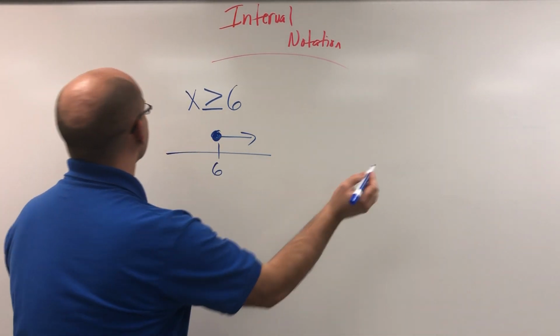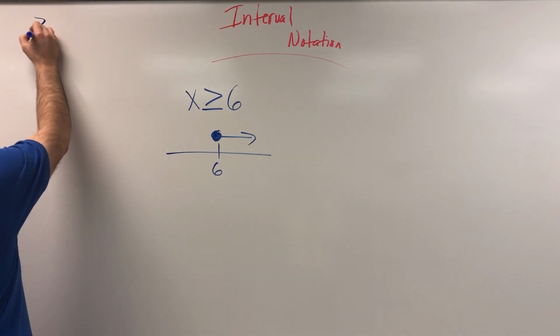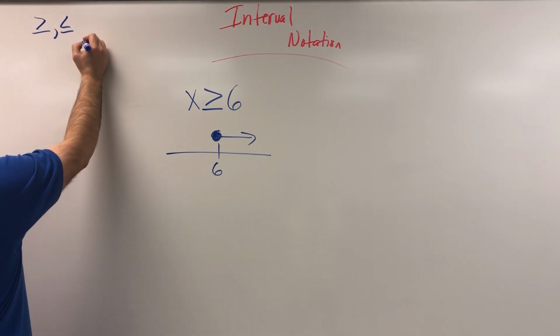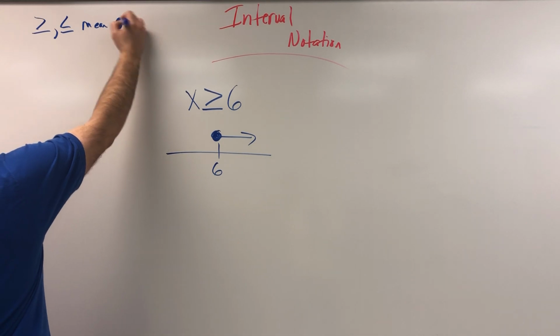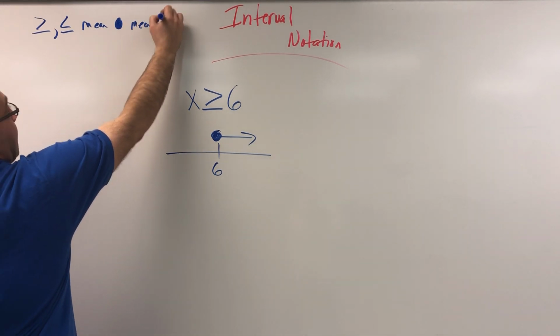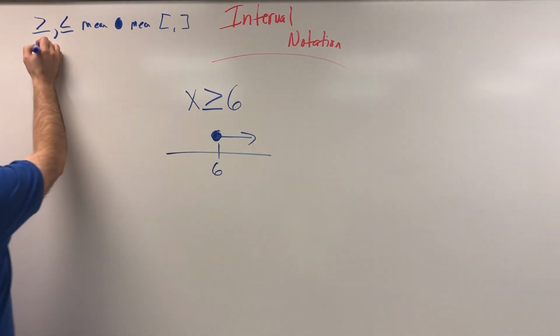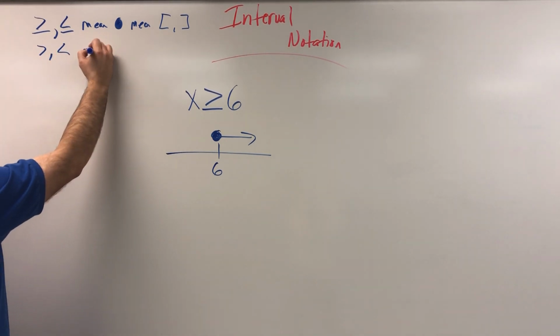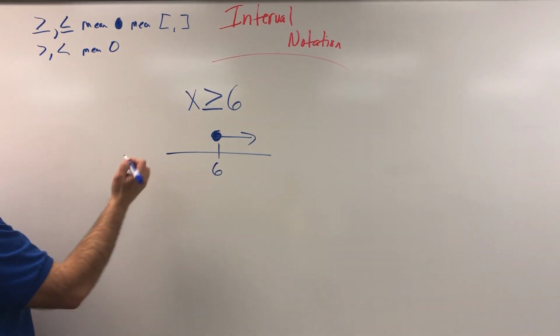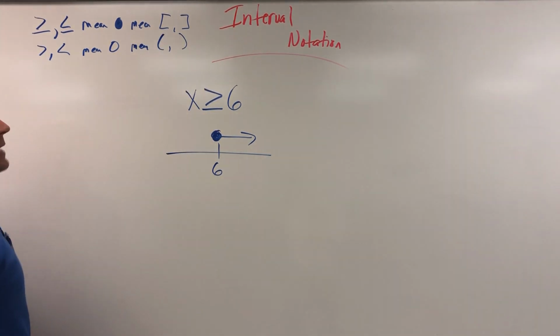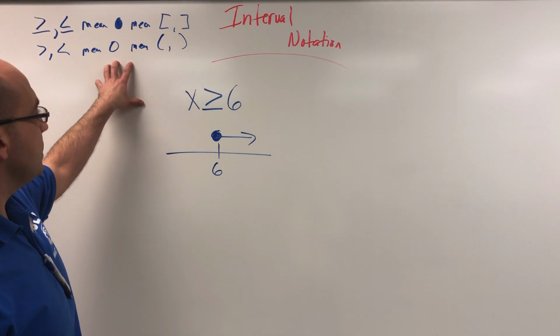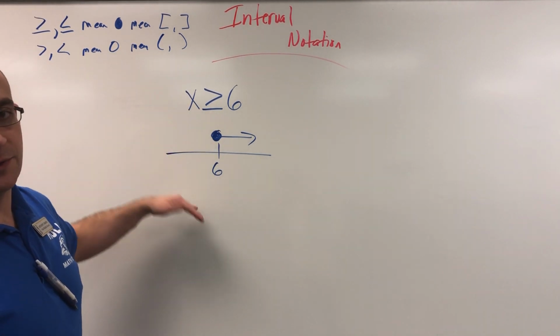Remember the rules. The rules are very simple. Greater than or equal to, less than or equal to signs mean closed circles or filled in circles, and they mean brackets, okay? Greater than or less than signs mean open circle, still with me, and mean parentheses. Okay? So now let's use this key to understand how to move to interval notation.